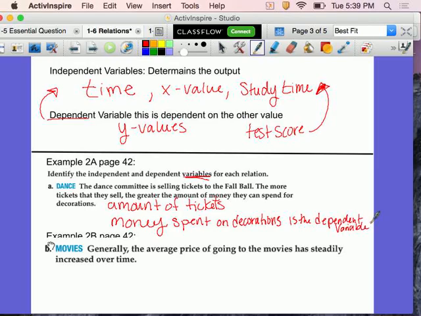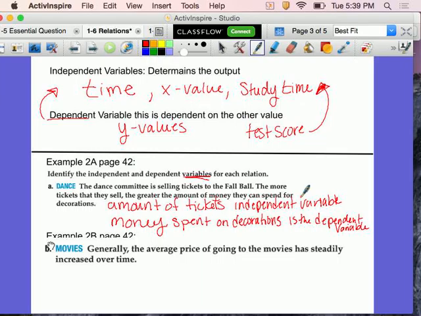And the amount of tickets is the independent variable. And that would help you if you were to make a graph, because you know that the amount of tickets would be on the x-axis and the amount of money spent on decorations would be the y. So now we're going to try B.